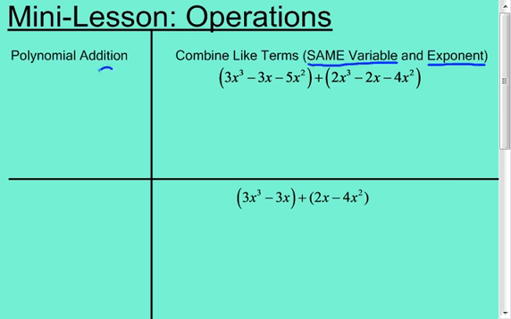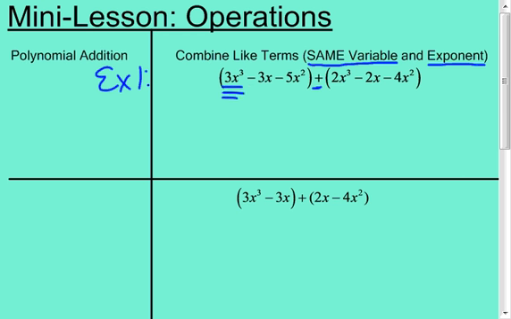So we're going to take a look at example 1. Here we have 3x cubed minus 3x minus 5x squared plus 2x cubed minus 2x minus 4x squared. You notice here that this addition sign tells us that we are adding the polynomials. Later on, we'll talk about subtracting them, and that sign would be a minus there. So first of all, let's identify our highest degree. It looks like x cubed is our highest degree.